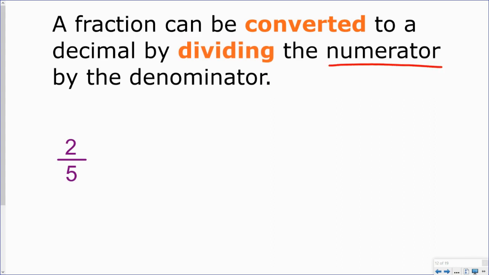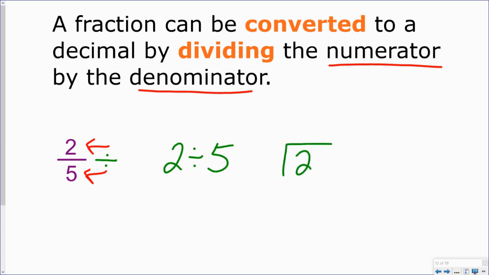Again, the numerator is my top number. The denominator is my bottom number. So when I set this up for 2/5, I am going to take my 2 and divide it by my 5, or I could write it as 2 divided by 5. And when I do that, my answer is 4/10.